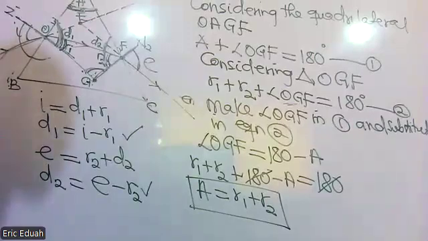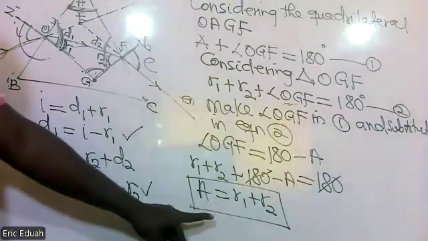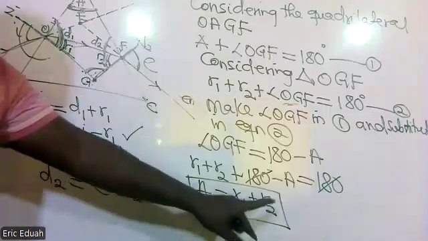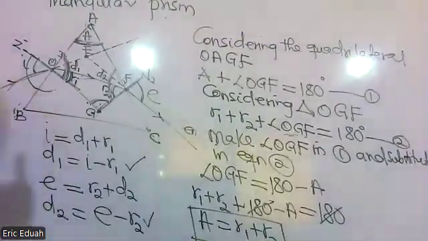Please, is there any question or is there anything to explain before we move on? Please, the class is for all of us. If you are not clear with something, let me know and then I will explain one more time before we continue. So we have confirmed that the angle of the prism is always equal to R1 plus R2. Okay, then let's move on.